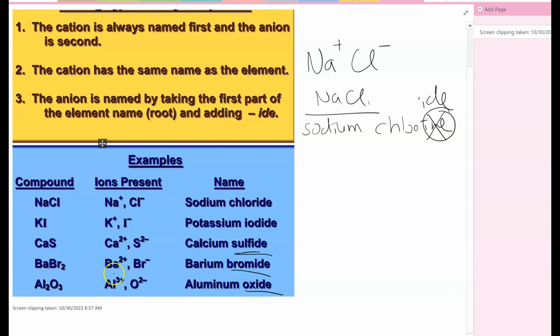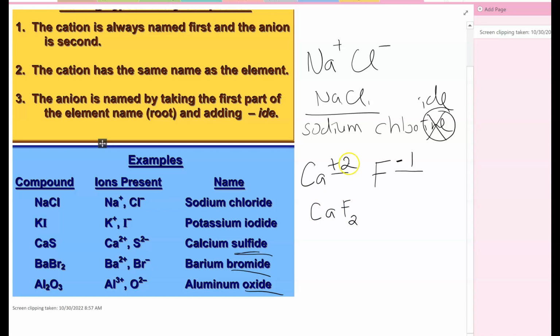Now, let's look at ones that don't have just a 1-to-1 ratio. What if we have calcium? We know calcium is 2+ because it's a group 2 metal. And what if calcium wants to bond with fluorine? And fluorine is -1. So how would we put these together? Well, if calcium is +2, that means we need 2 fluorines per calcium atom in order to make it a neutral compound. So it's going to be CaF with a subscript 2.